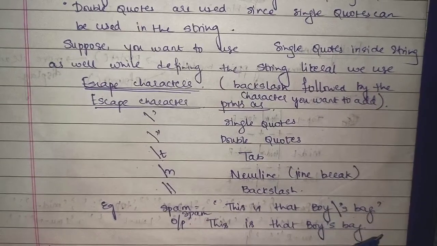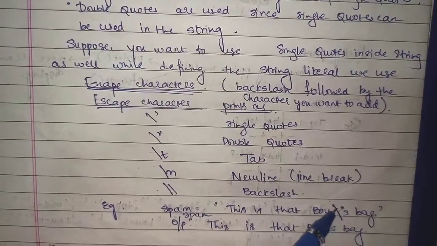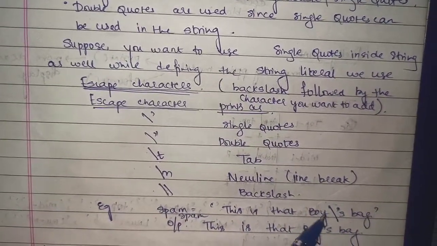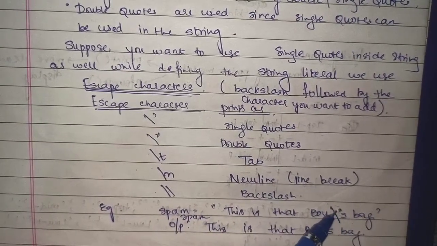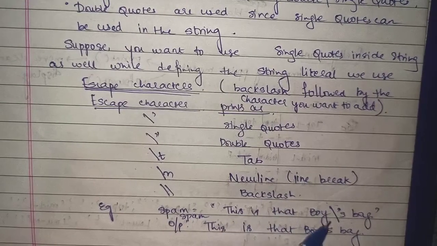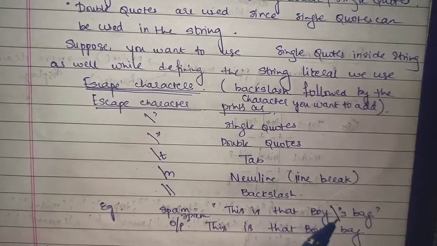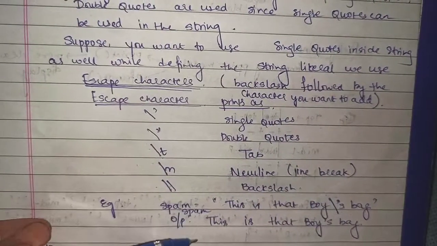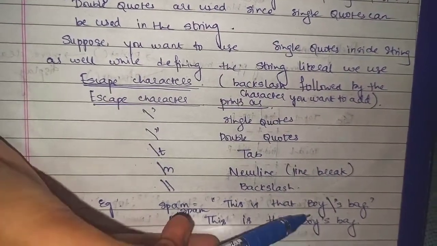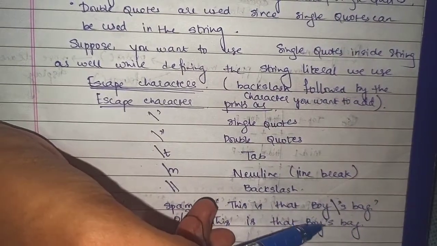But if you use double quotes, this won't be the case. You can use the single quote inside the string. But if you're using single quotes and within them you want the string to have a single quote, then you have to use the escape character. So the output will be as you require, that is, this is that boy's bag, with the apostrophe s included.